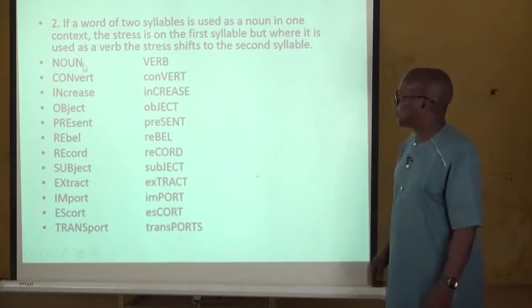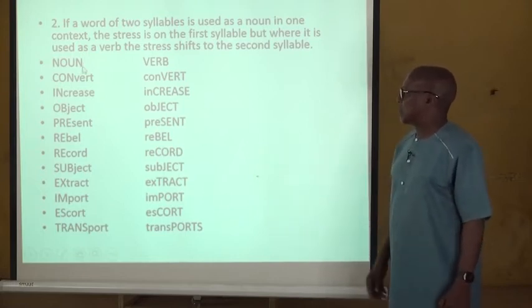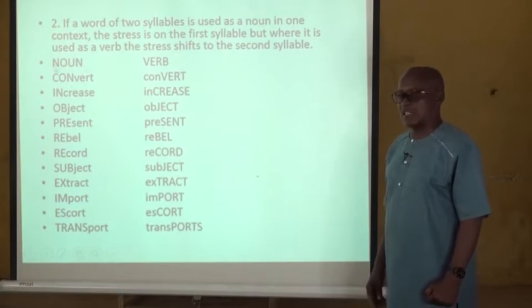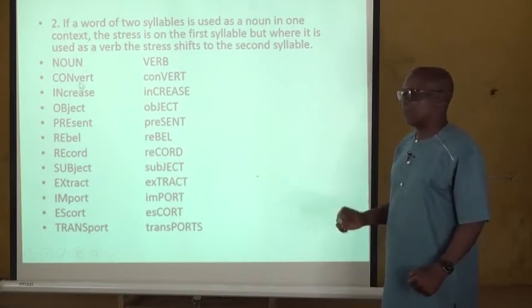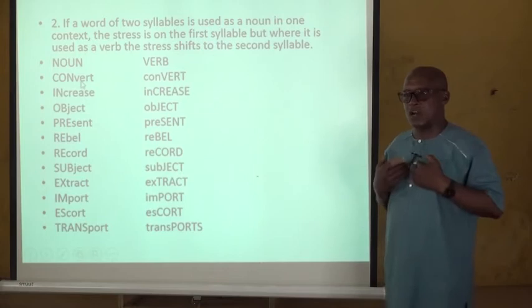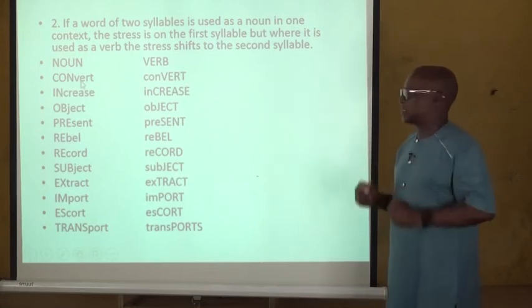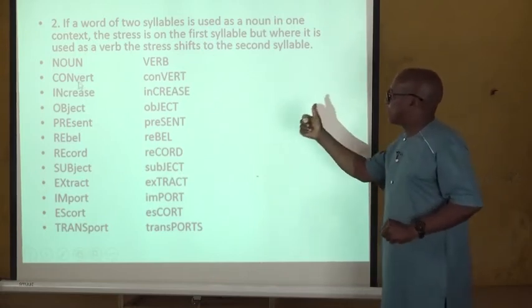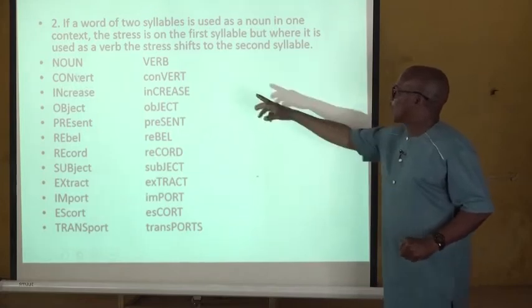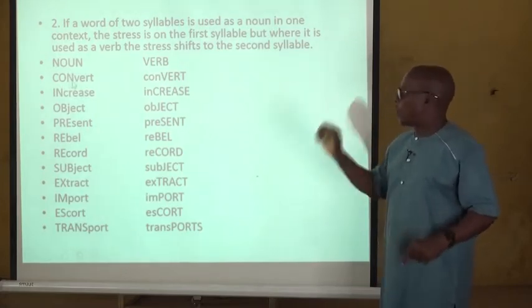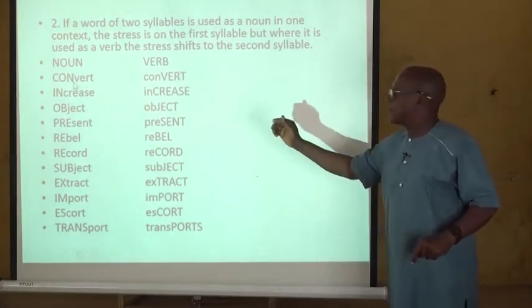For example, one, we have noun and verb. One, we have convert. He is a convert. This is a noun. This one is a convert. Then as a verb, it changes to convert.